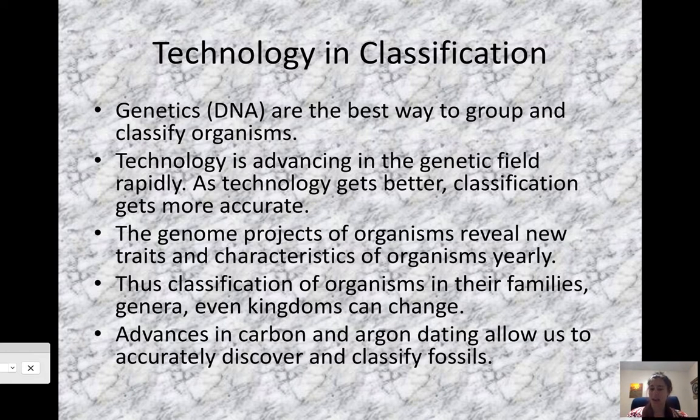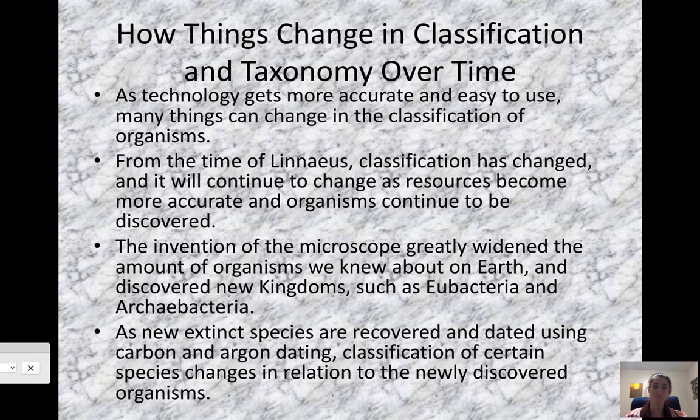But as we advance in technology and also with carbon dating, we can accurately discover and classify fossils, which can help us regroup things based on what we find in the fossil record. So as technology gets more accurate, the classification of organisms can change. Classification has changed even from the time of Linnaeus. As we find more accurate classification methods, those are going to change over time. They're not going to stay the same. They're going to change and be dynamic over time.